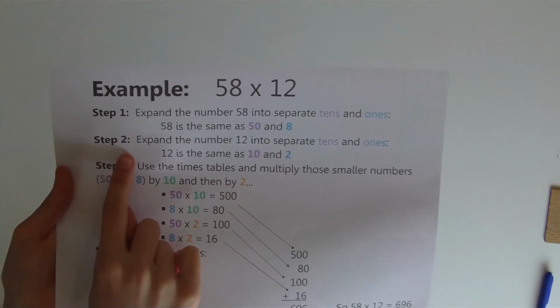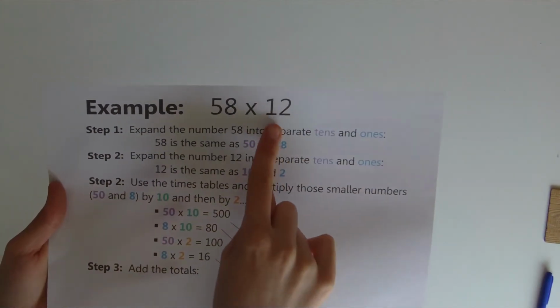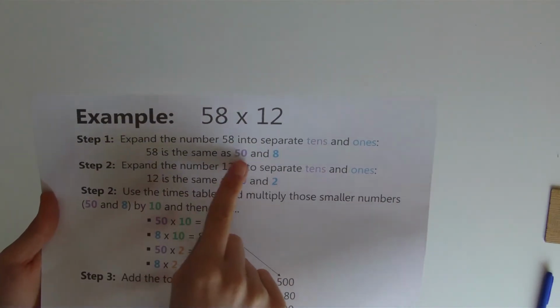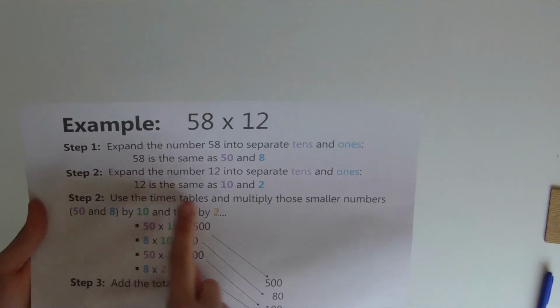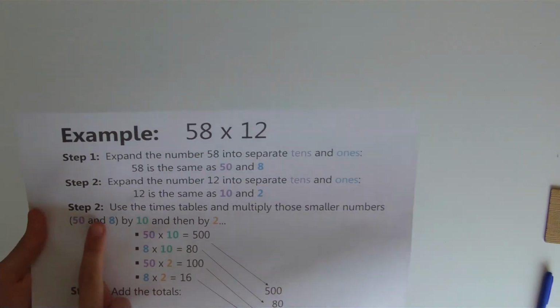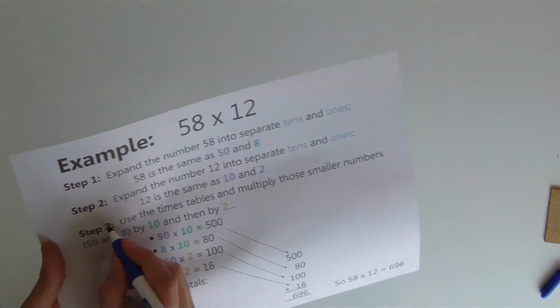The next step is number 2. Expand the number 12 into separate tens and ones. So also expanding this number up here. So we've broken down 58 to 50 and 8, and 12 is being broken up into 10 and 2. And then this one should say step 3, but that's alright, I'll just quickly fix it now.